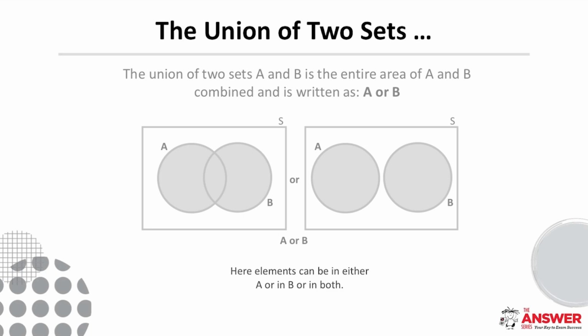There are two representations of Venn diagrams from the beginning of the video that I'd like to give a bit more focus. The first is the union of two sets. This refers to the entire area of A and B combined, and we write this as A or B, or we can use the notation A union B. Elements in A or B can exist in A, or in B, or in both. And this is true for both overlapping and disjointed events.